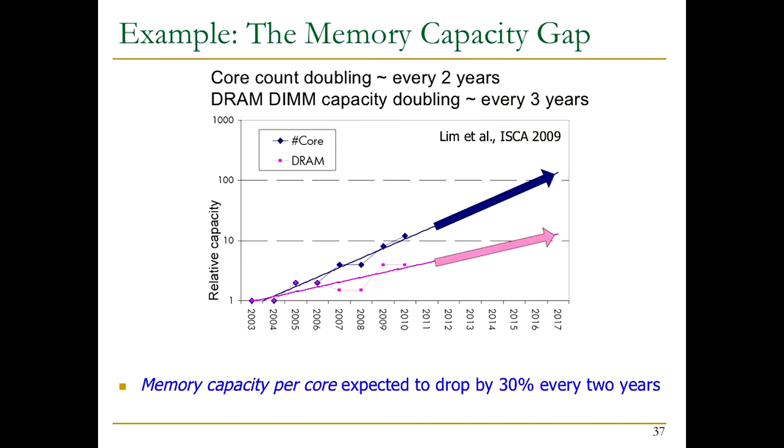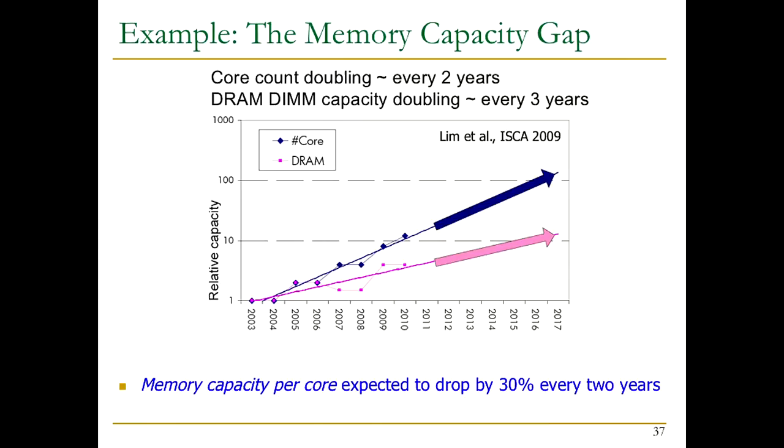We'll deconstruct what a DIMM is later on. But basically, they've shown that the core count is doubling approximately every 2 years, and DRAM DIMM capacity is doubling approximately every 3 years. Even though both trends are exponential, they're linear in this graph because this is really a logarithmic axis. But even though both trends are exponential, there is a difference in the exponents. And as a result, there is a gap.